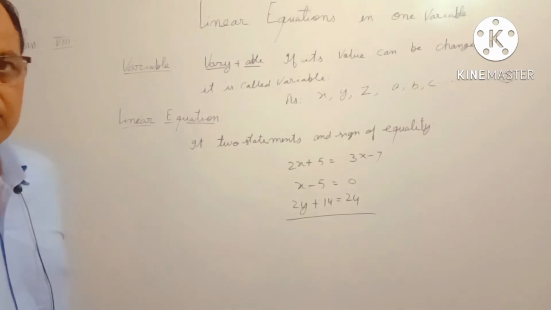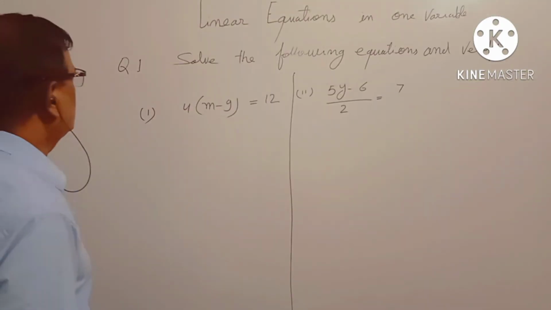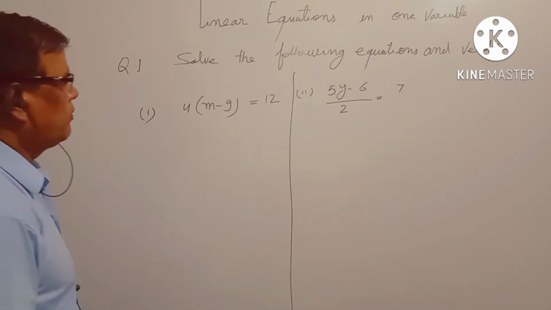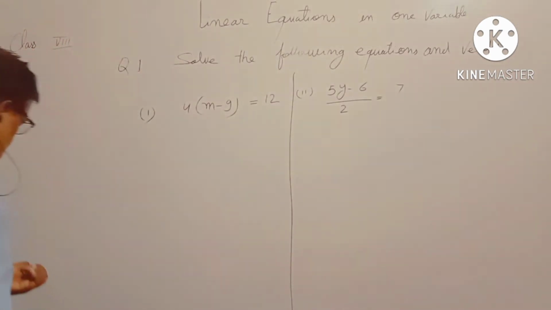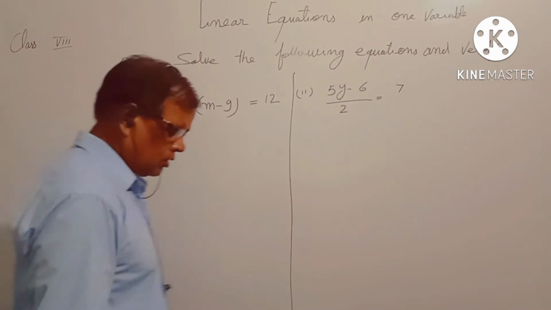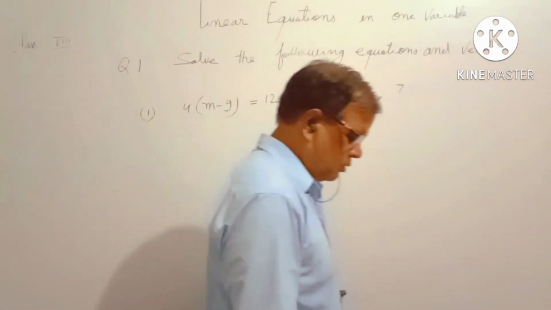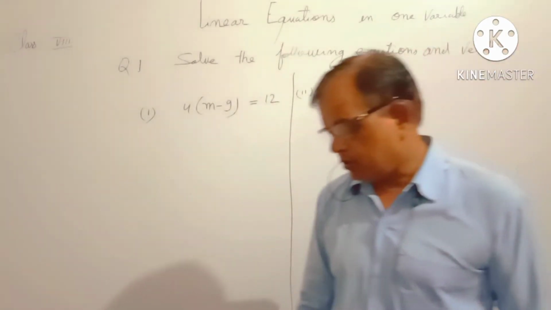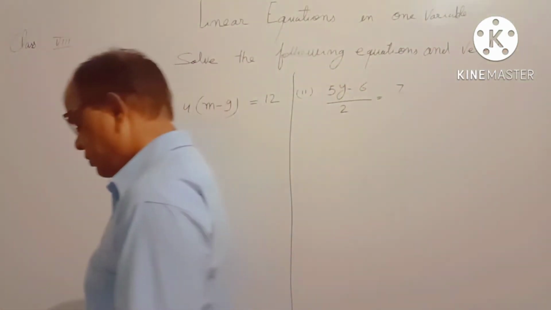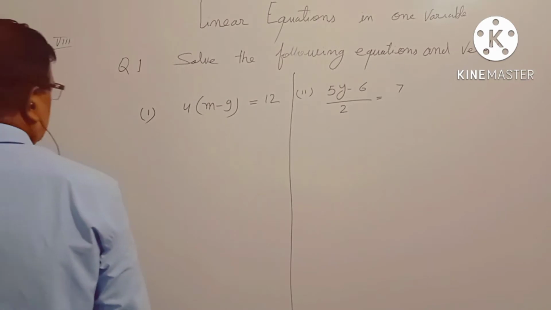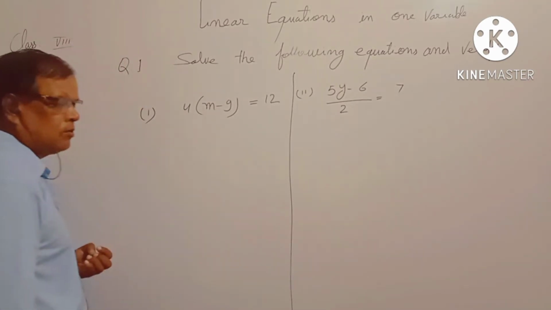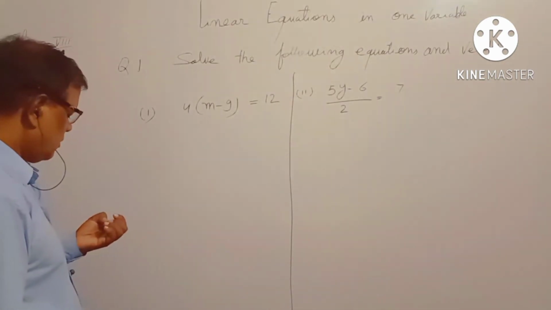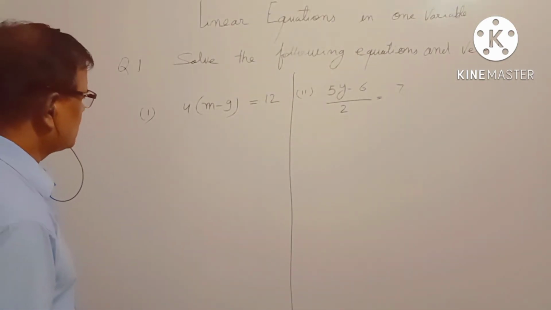Now I am going to solve the following equations and verify them also. There are some rules to solve equations. Sometimes we use the transposing rule. When we transpose, we change the sign, plus to minus and minus to plus, if we change the side. Now we are going to solve the first question.